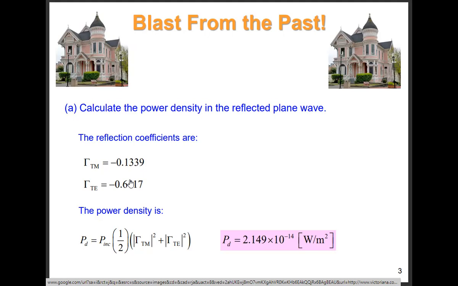But even more important than that, even if these are complex, if they have a different magnitude, the reflected wave cannot be circular, right? Because the TM and TE are going to have different magnitudes. Because remember, CP requires both 90 degrees phase difference and equal magnitudes. So if you have equal powers coming in, and these two reflection coefficients have a different magnitude, that's going to tell you right there, it can't be circular. The reflected wave cannot be circular.